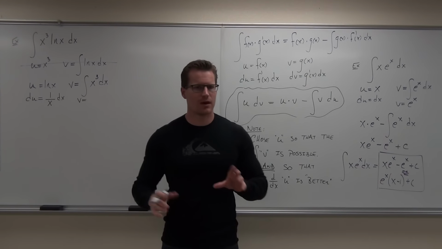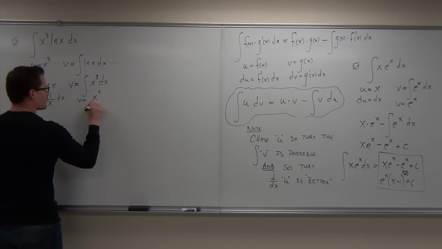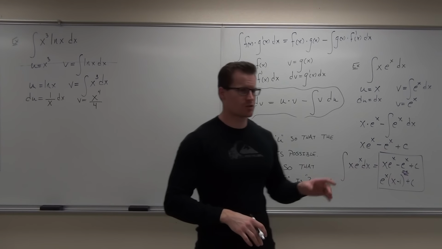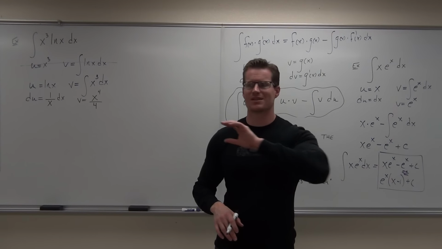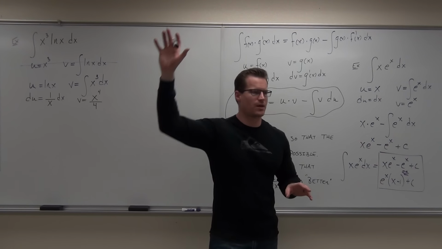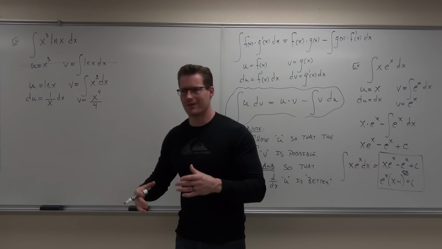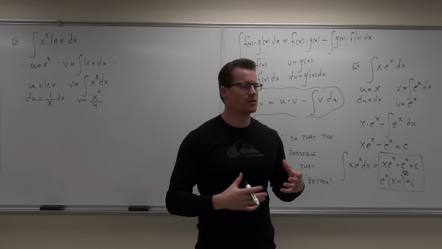This choice, we'd get x to the fourth over 4, or 1/4 x to the fourth. We don't need a plus c, because we're just using this in our formula right now. We'll have the plus c at the very, very end. Show of hands, feel okay with that one? And do you understand why we picked the u the way we did? Good, that's important. That's the hardest part of this, is picking the u correctly.